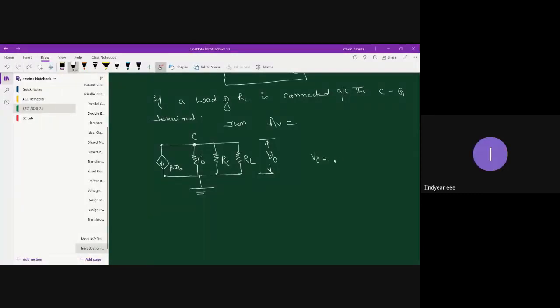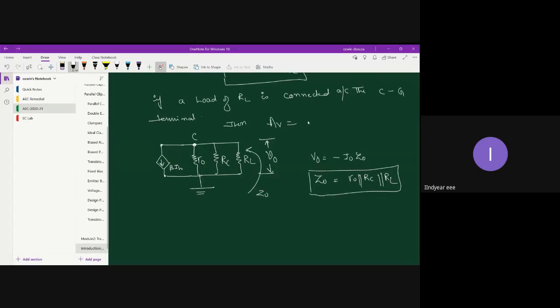What is V naught? V naught is always minus I naught into Z naught. And what is Z naught here? For Z naught, you have 3 resistors connected in parallel. So Z naught is going to be R naught parallel with RC parallel with RL. Yes, so this is how we calculate. You don't have to worry about what kind of resistance is connected, whether it is a small resistance or large resistance. Doesn't matter. It is always going to be a parallel circuit across the output side. So basically 3 resistors get connected in parallel. So that's how we calculate the gain.